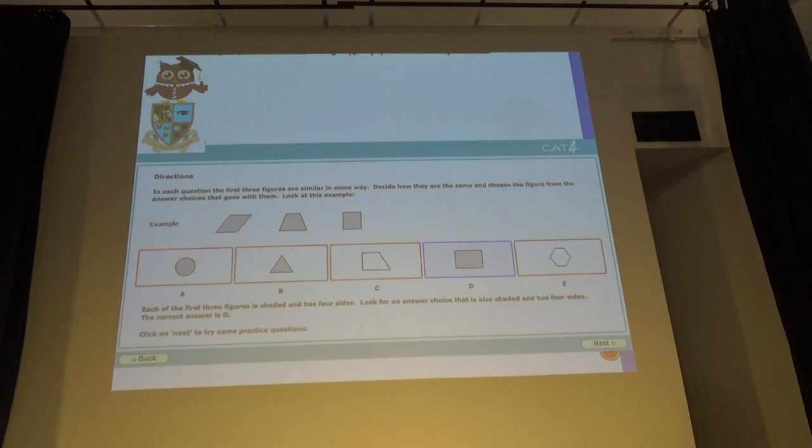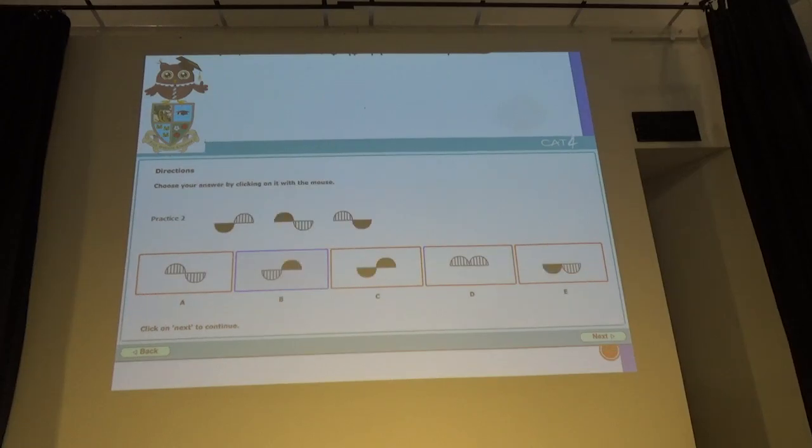And what we will do is get the children to choose one. We talk about why. This is because it's a practice question. We would talk about why D is the correct answer. And then we would move on to the next practice. Then we have this kind of thing as well.